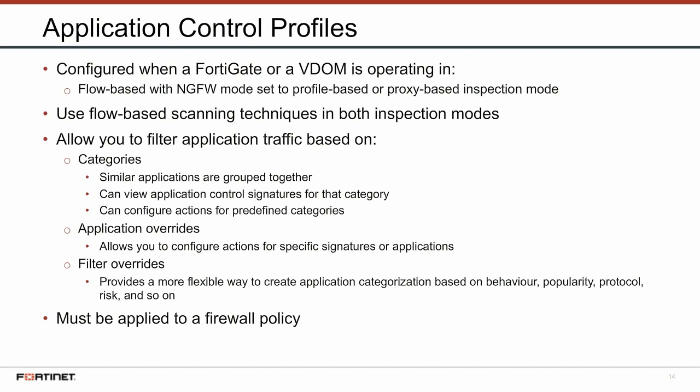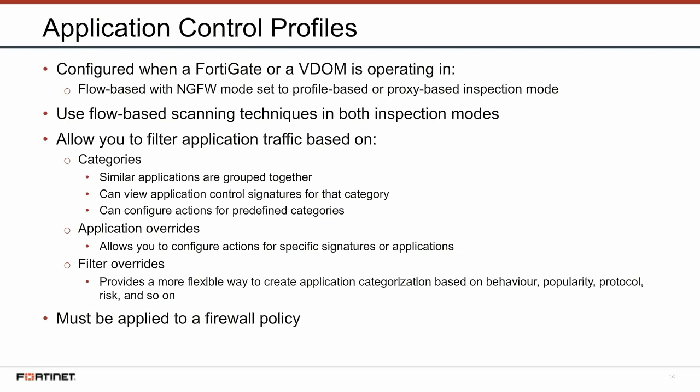Categories groups applications based on similarity. For example, all applications that are capable of providing remote access are grouped in the remote access category. You can view the signatures of all the applications in a category or apply an action to a category as a whole. Application overrides provides the flexibility to control specific signatures and applications.